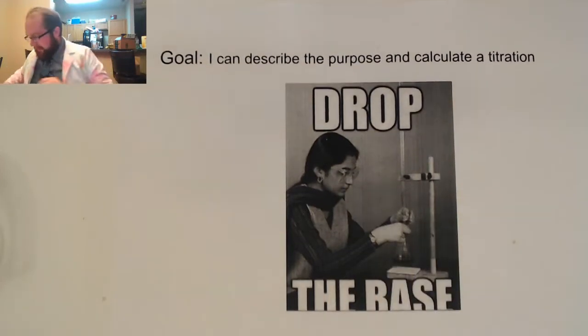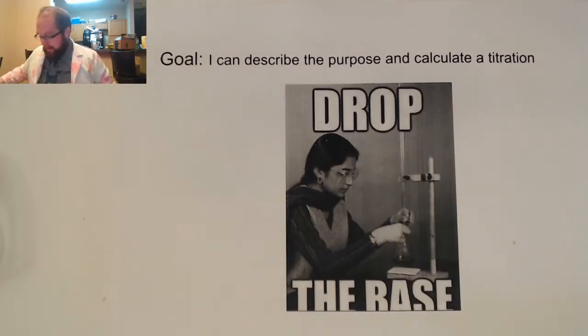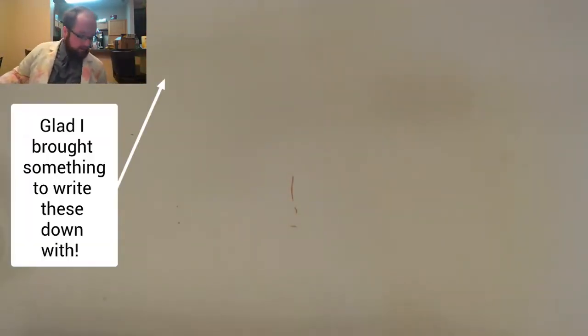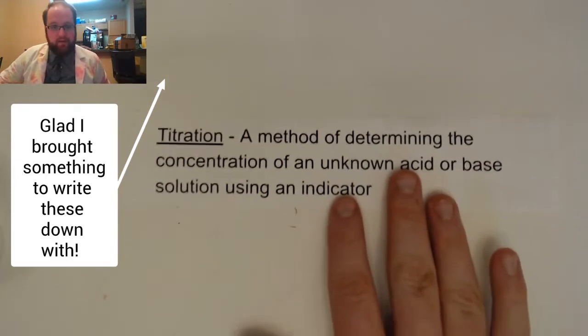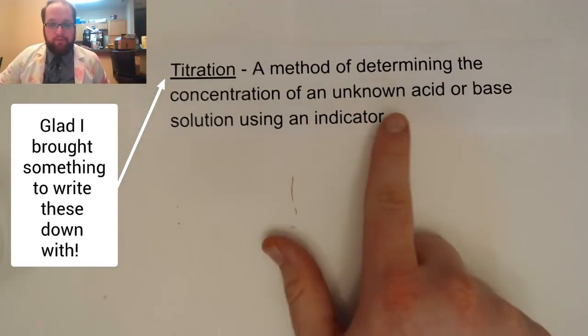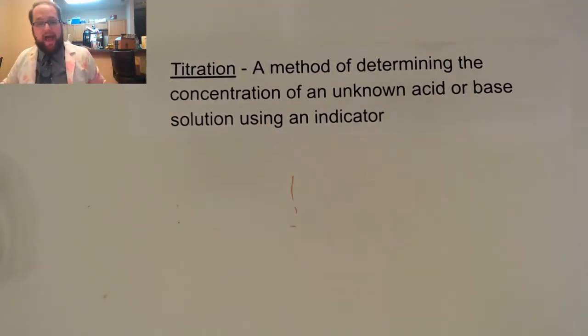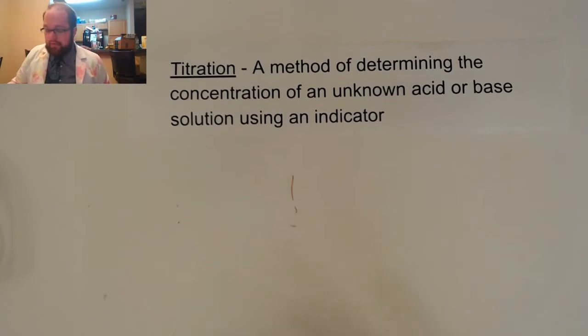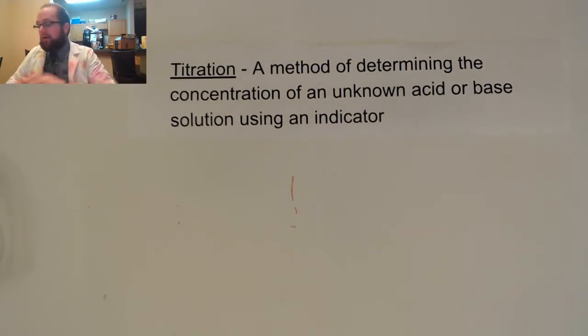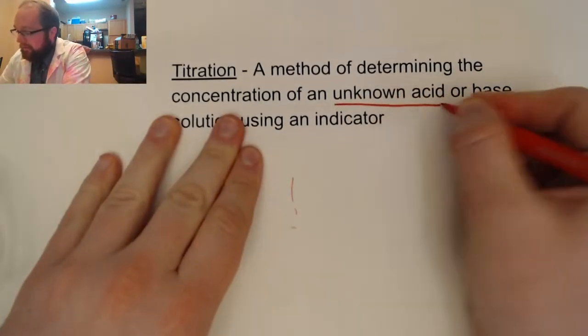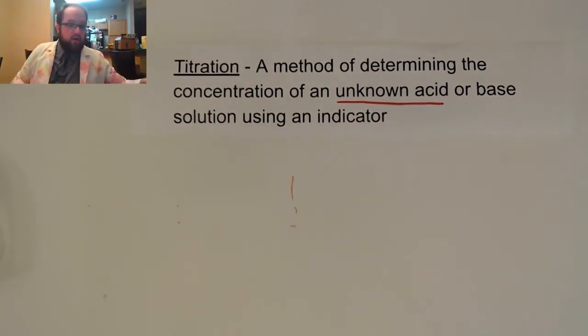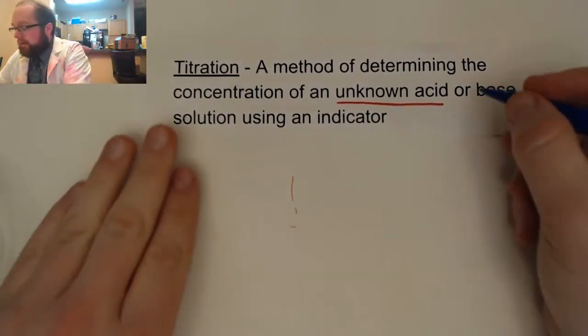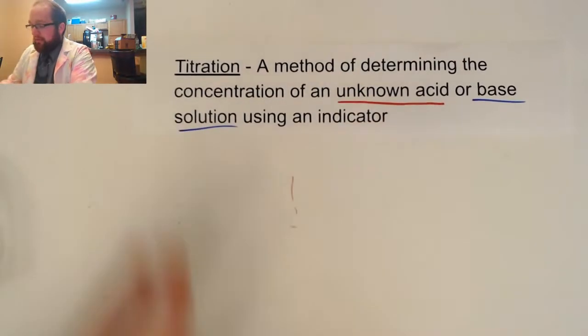So, let's take a look at what we mean when we're talking about a titration. A titration, very simply, is a type of chemical analysis. It is a method of determining the concentration of an unknown acid or base using an indicator. Most of the time, we're going to be dealing with some unknown acids, and we are going to be trying to figure out that unknown with a base solution.